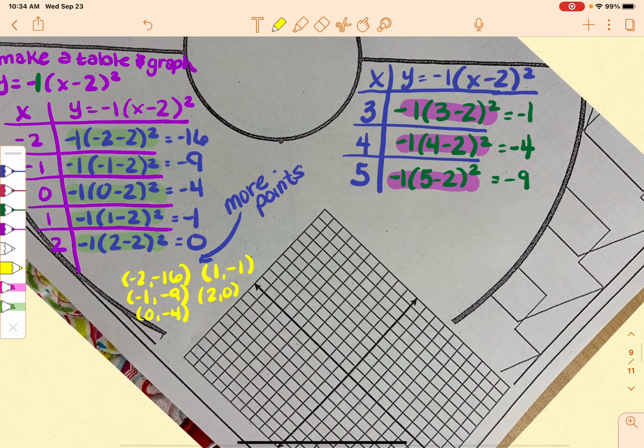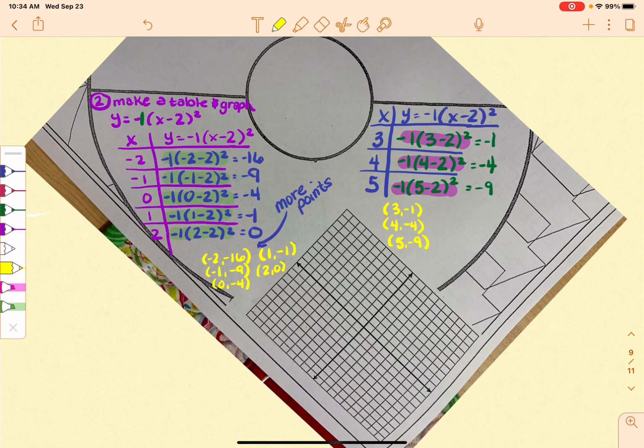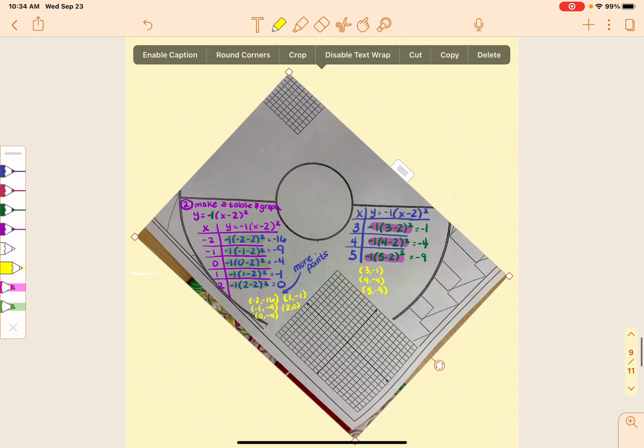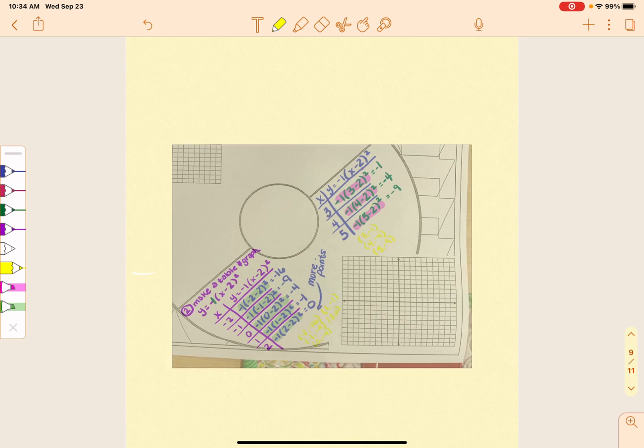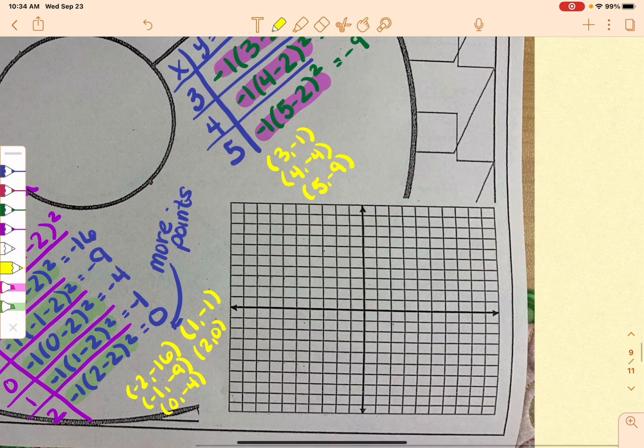Now if I move to the other table, we're going to start putting these together. So these two, and these two. So 3, -1, 4, -4, and 5, -9. Now, once I get my points on there, I really want to change the picture's direction. So I'm going to take this and now turn it so I can start to graph those points.